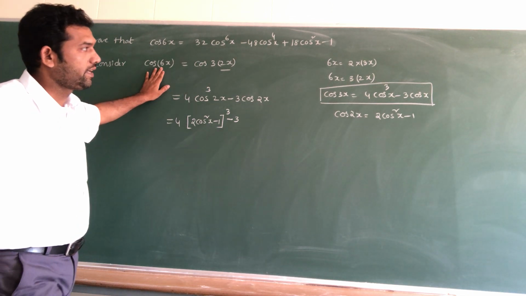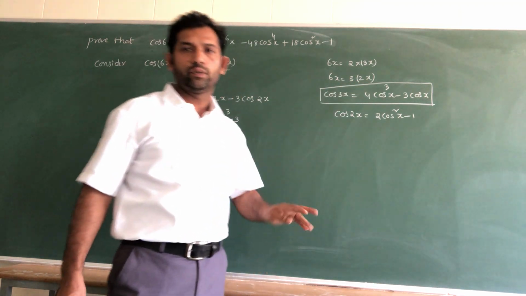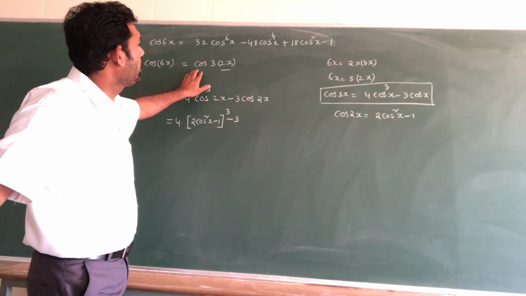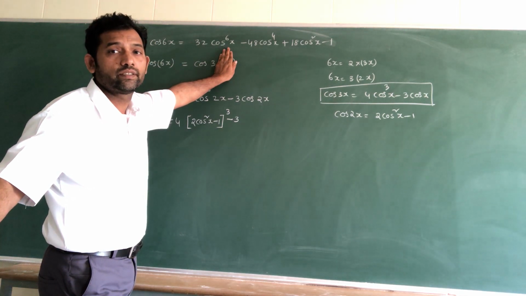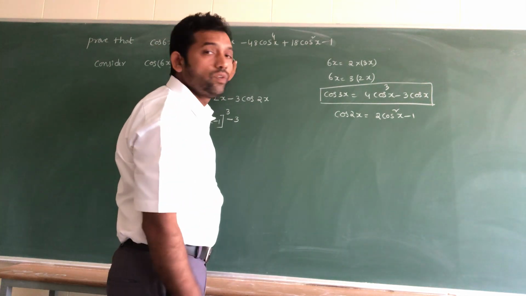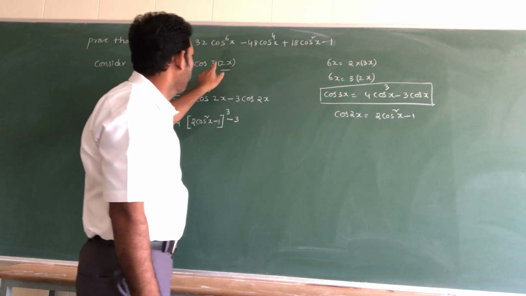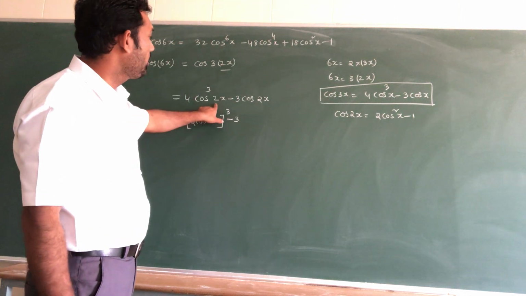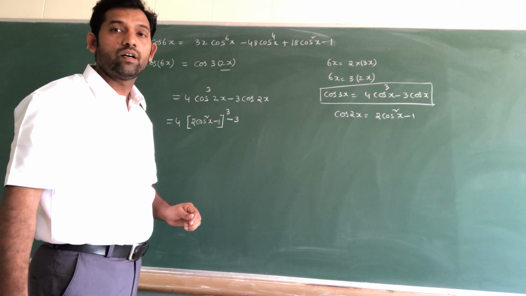Cos 6x can be written as cos of 2 into 3x or 3 into 2x. You can take any one. So I took cos of 3 into 2x. So it is in the form of cos 3x. The cos 3x formula is what? Cos 3x is equal to 4 cos cube x minus 3 cos x. So replace x by 2x: 4 cos cube 2x minus 3 cos 2x.